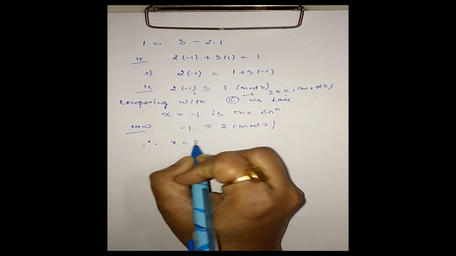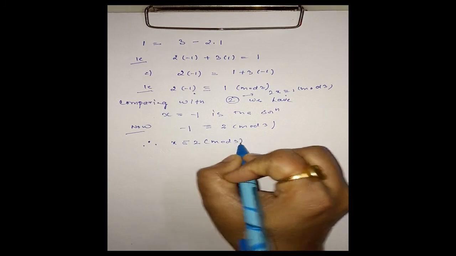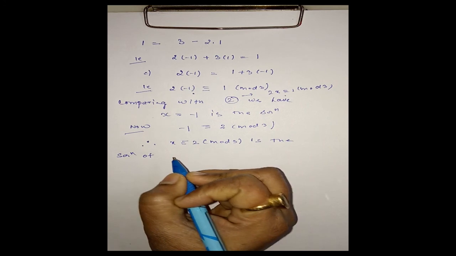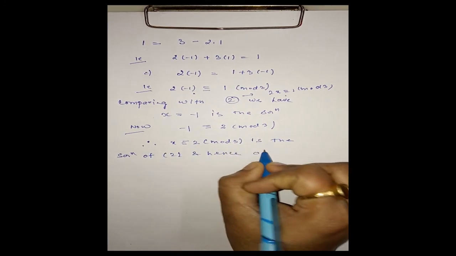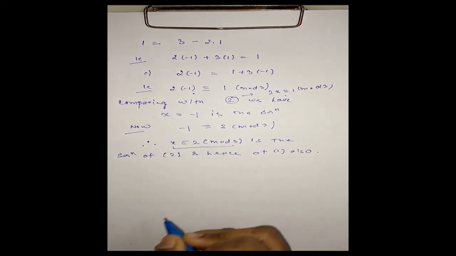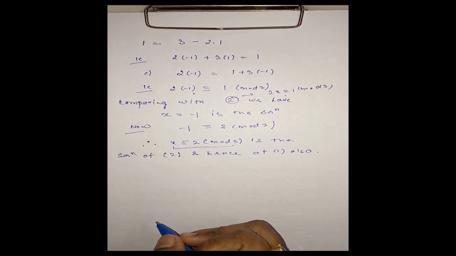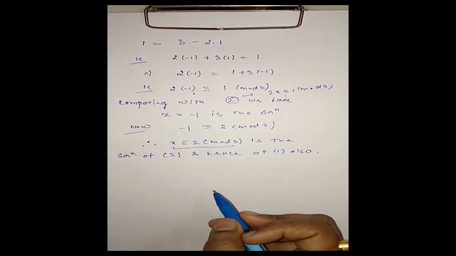Therefore x is congruent to 2 modulo 3 is the solution of 2, and hence of 1 also. Now this is the unique solution modulo 3, where 3 is n by d, n is 12 and d is 4, the gcd was 4 and n is 12. That means this is the unique solution modulo 3. Now we will find the incongruent solutions.